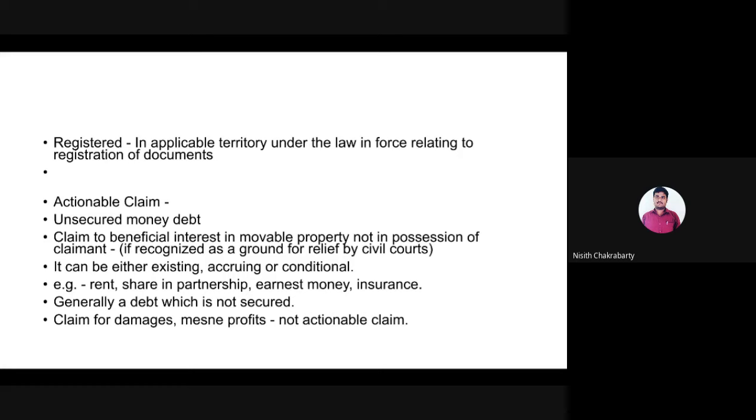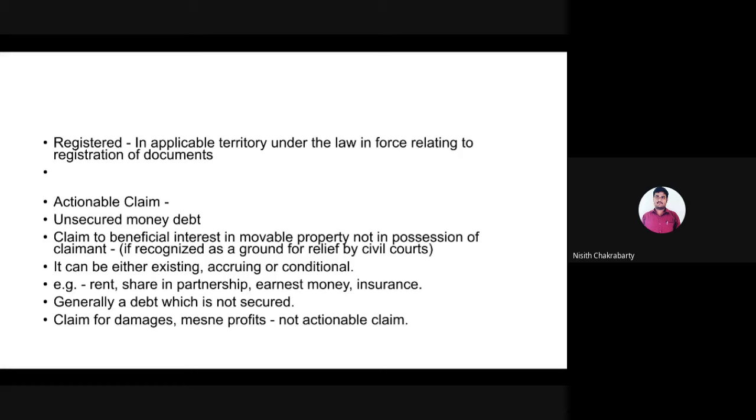So in that case it is not required. If there is a security when they are giving a debt, then that is not required at all. If there is no security, that is when there will be a problem. So for that only this thing is required: how will you deal with a situation when you have actually given a debt and you have not taken any security from the person to whom you have given the debt. So if it is an unsecured money debt, then it is an actionable claim.